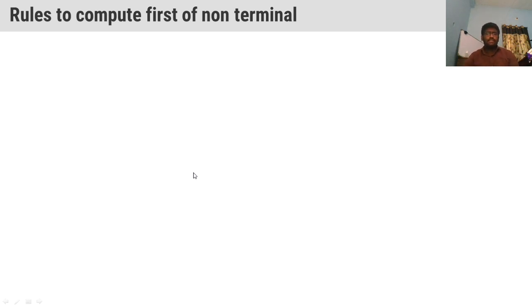So let us discuss the rules to find out the first sets of non-terminals in the given grammar. As we know, we will find out the first sets only for the non-terminals. That we need to remember. We will not find out the first set for terminals. No first set for terminals. We will find out first set only for non-terminals in the grammar.